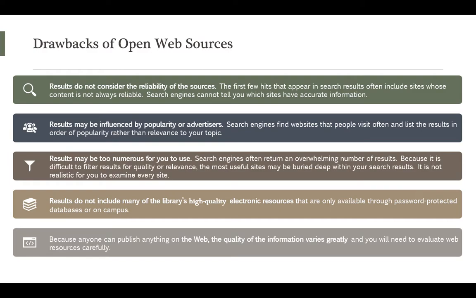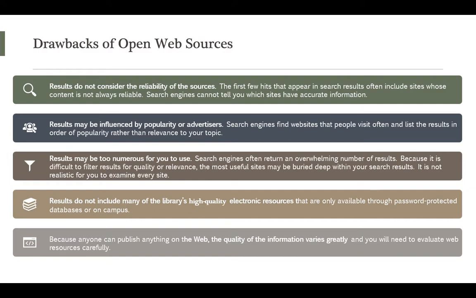You may find so many things that you don't really know how to cut it down, so make sure that you're filtering. We're going to talk a little bit about that in the next video. They're not necessarily going to include the library's high quality electronic resources. So think about using Galileo and things like that through the library. Most everything that you find on Galileo is going to be considered a reliable source. So start there before you start Googling things.